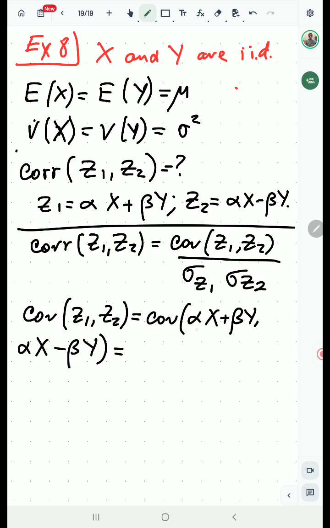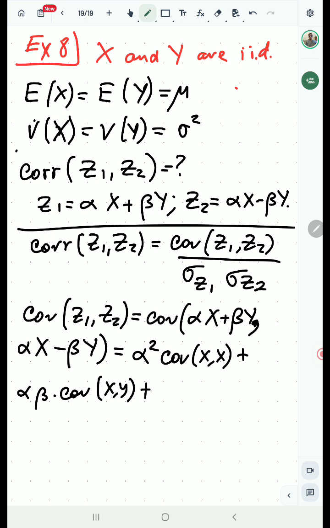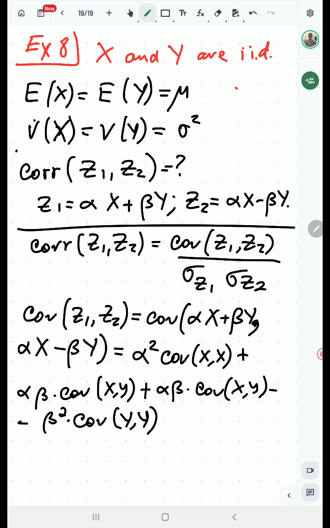So if you compute it, it's going to be equal to, take the first two terms of these two guys, alpha square times covariance of x with x, plus alpha times beta times covariance of xy, plus alpha times beta times covariance of xy again, minus beta squared times covariance of y with itself. Remember, the covariance of a random variable with itself is equal to its variance.